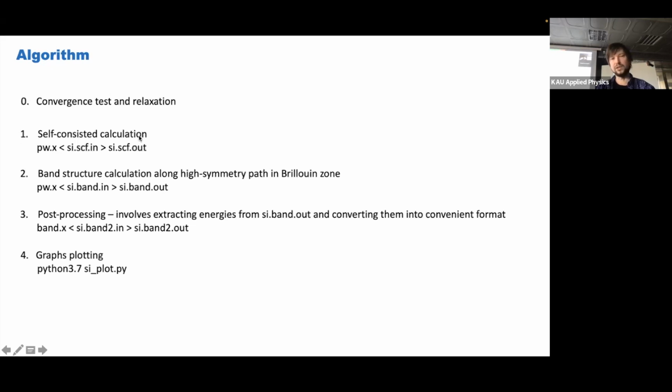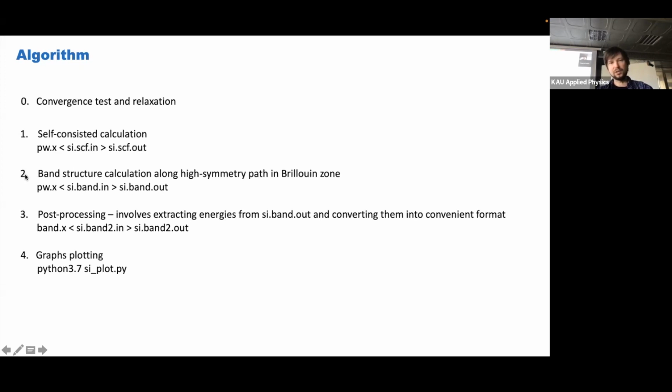Step 1, self-consistent calculation. Self-consistent calculation is the most crucial part of this algorithm, because all our algorithms for calculating a lot of properties start from it. We should get wave functions from some calculation, and self-consistent calculation is a great tool to achieve them. We should get energies, we should get the crystal structure, and all these tasks we do with this simple self-consistent calculation.